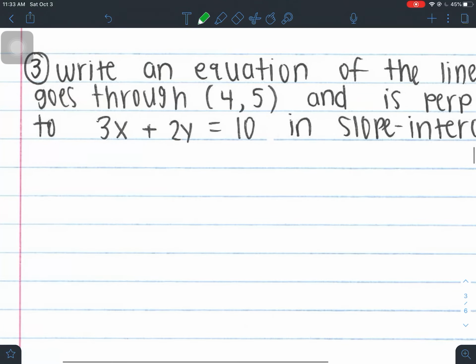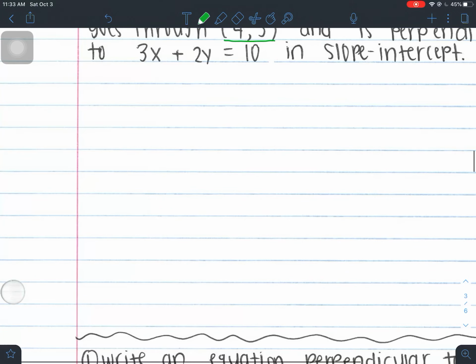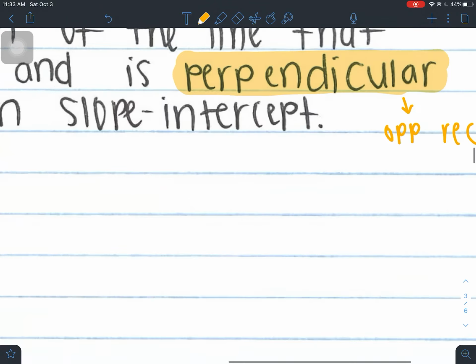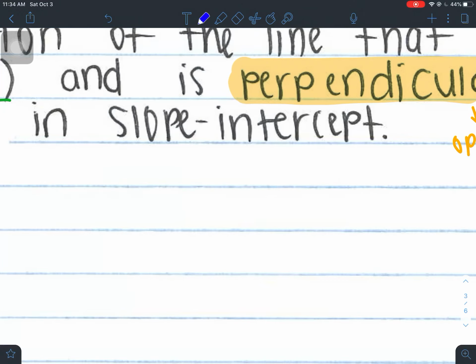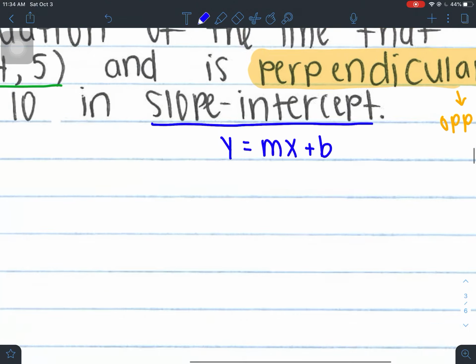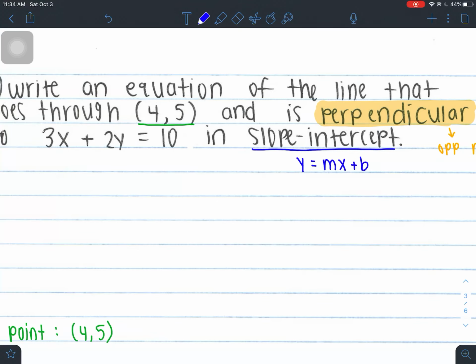But the first thing I'm going to do is I know that it has to go through the point (4, 5). So I'm going to identify my point down here. I need to use the point (4, 5) when I'm making my new equation. Now I want to make a line that is perpendicular. So that's important. I'm going to highlight that. And I know that with perpendicular lines, I'm going to use the opposite reciprocal slopes, not the same one. I don't want to use the same one because if I use the same one, what kind of line am I making? Parallel. I also know that my equation at the very end needs to be in slope-intercept form, so that's going to be y equals mx plus b. So I'm going to make sure that my end equation looks like that.